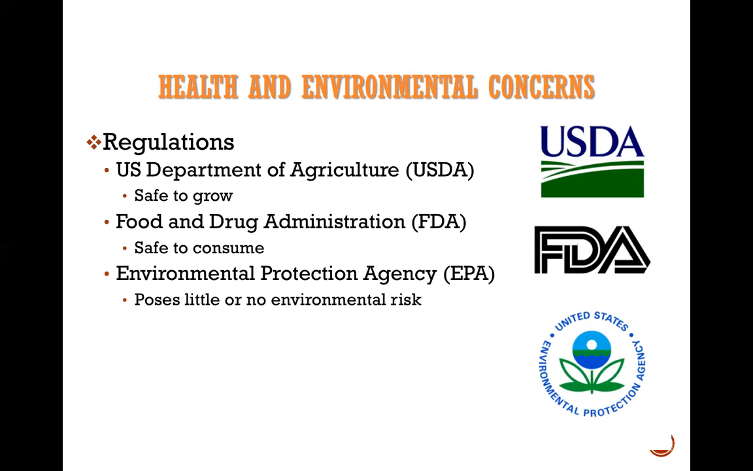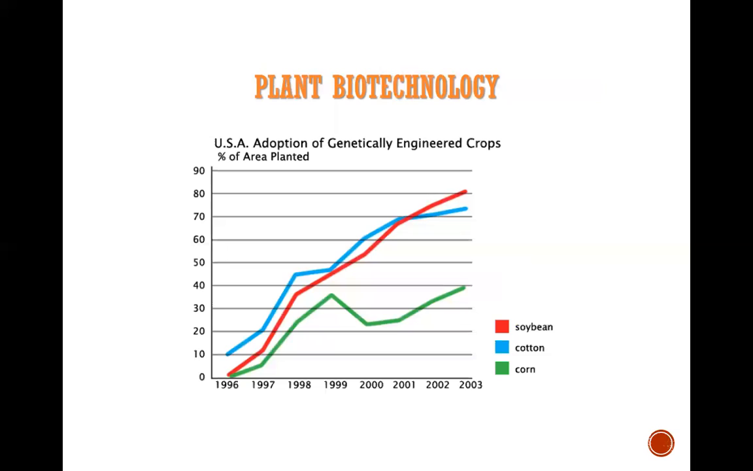Now, as far as regulation, there are different regulatory arms in the government. The USDA oversees regulations about safety as far as growing plants. The FDA focuses on food safety for consumption, and the EPA develops regulations that help evaluate risk to the environment. Plant biotechnology has increased over time, as you might imagine. Some of the major food crops include soy, cotton, and corn.